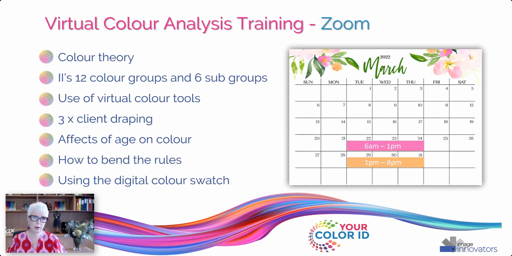What we're going to teach is color theory, what the 12 groups are and the subgroups, how to use the virtual color tools. We're going to do 3 client drapings, virtual drapings. We're going to really talk about how age affects color. We're going to talk about bending the rules of color and really how to use the color swatch. So these sessions will be 6 hours with some allowance for breaks.